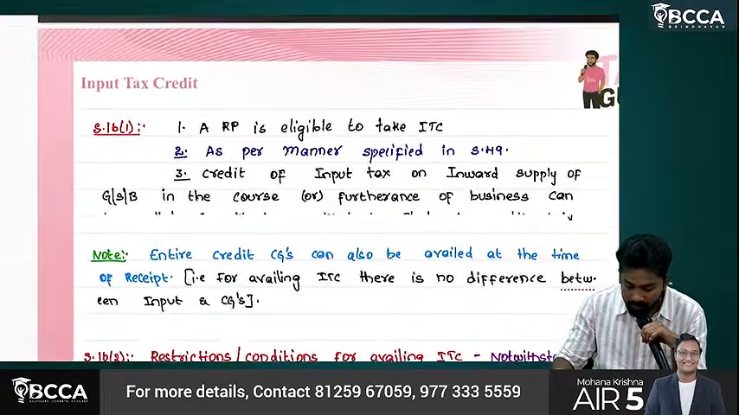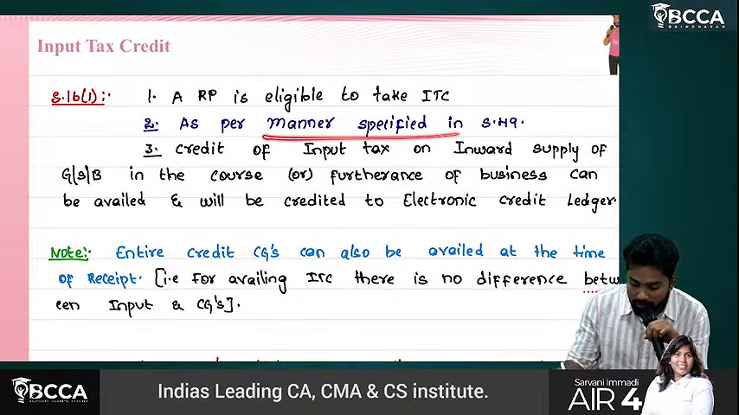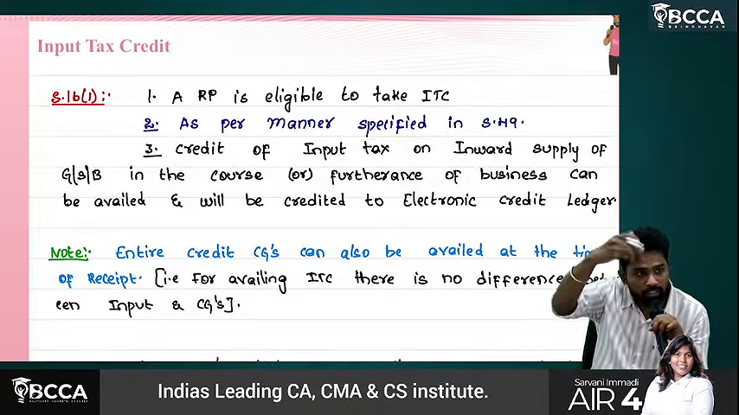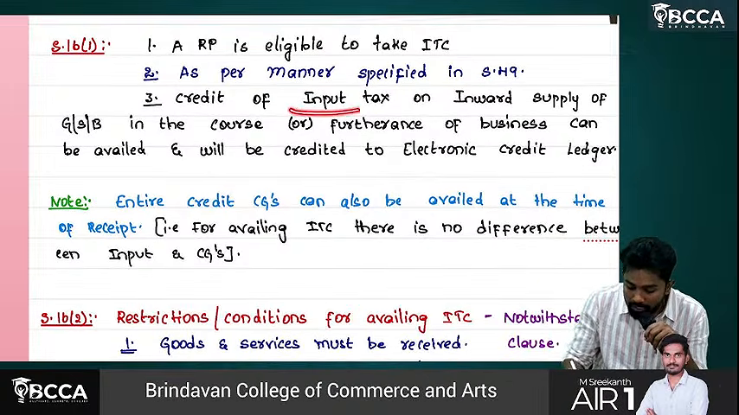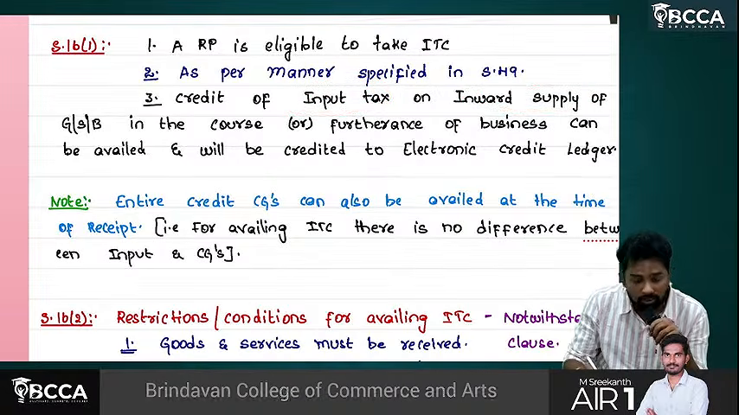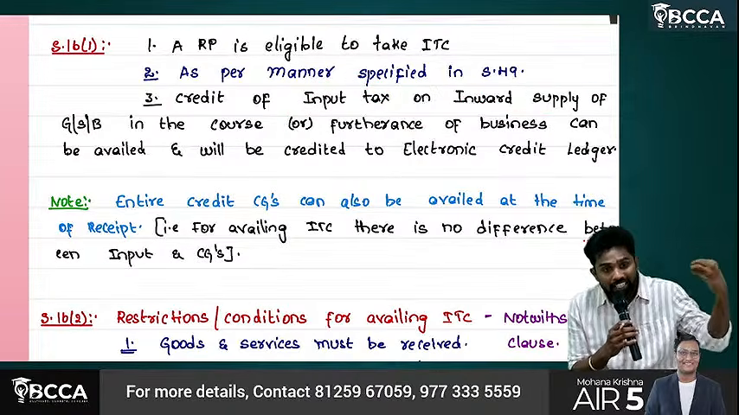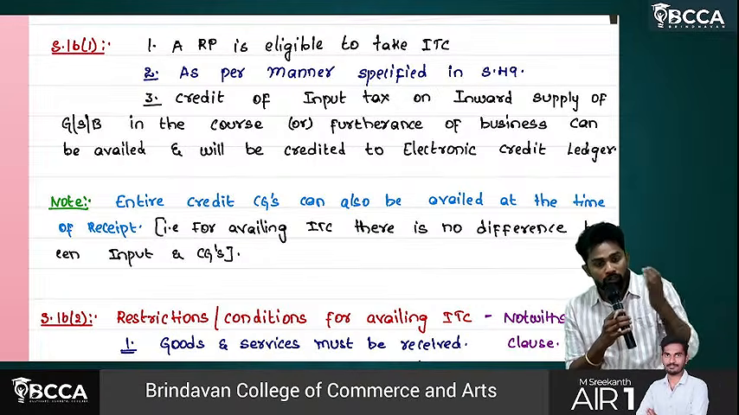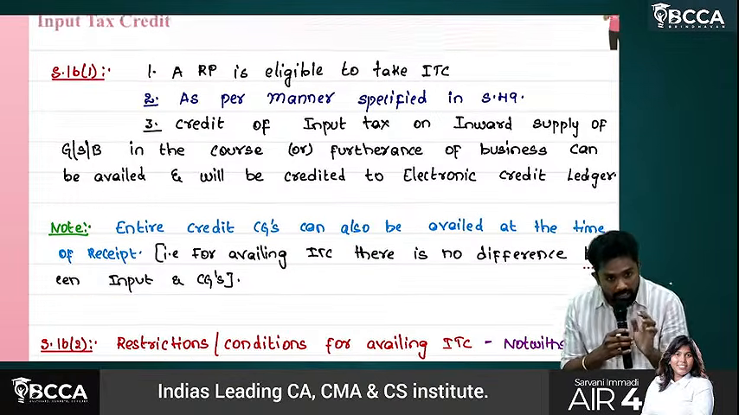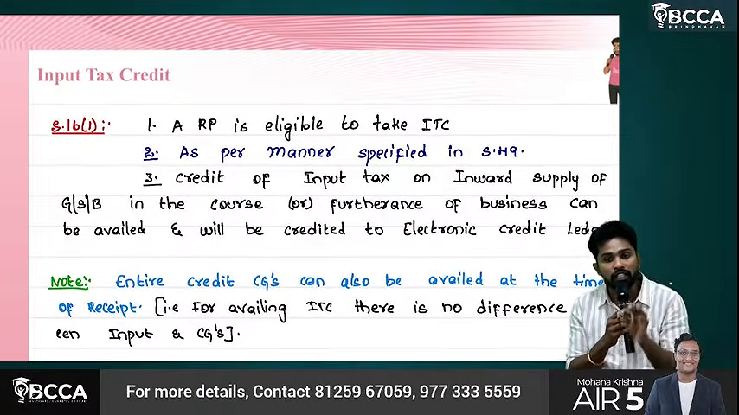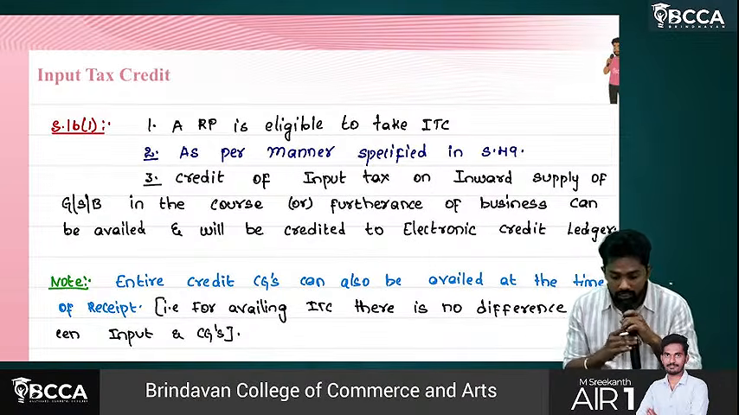So first 16. Who is eligible to avail ITC? A registered person, as per the manner specified in section 49, nothing but the pattern which I said. The input tax on inward supply of goods and services, both in the course or furtherance of business. So the tax on inward supplies which are going to be used for business purpose, that tax part you can avail as ITC, which will be credited into the electronic credit ledger.